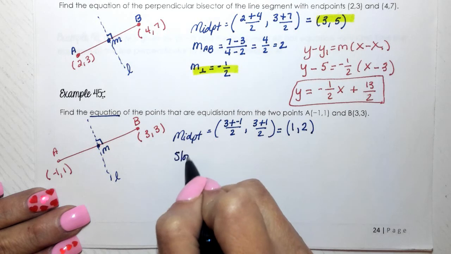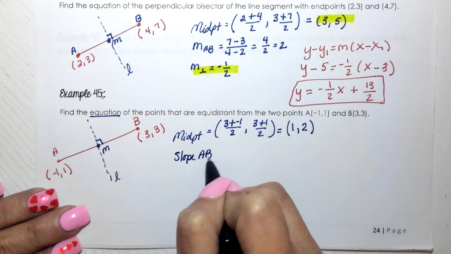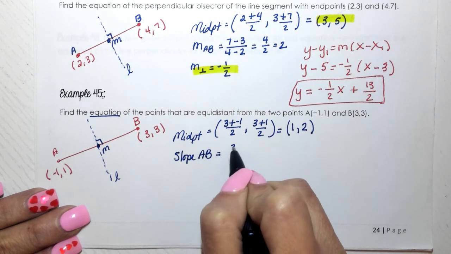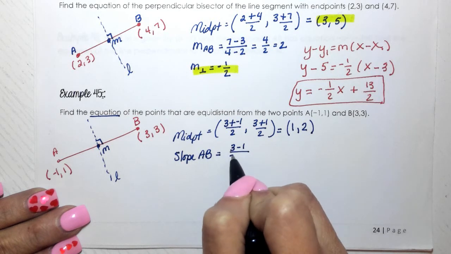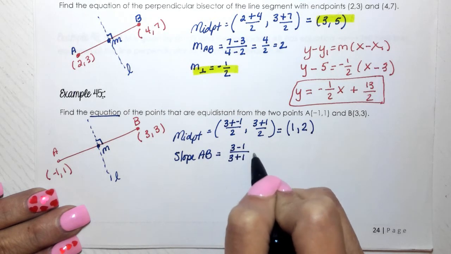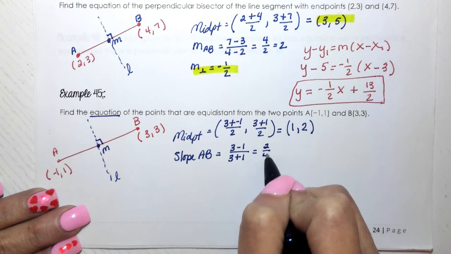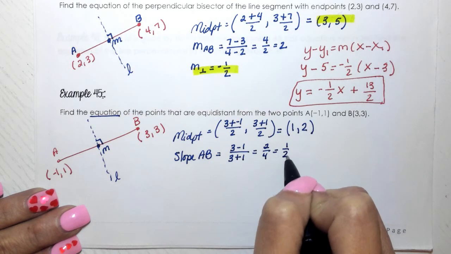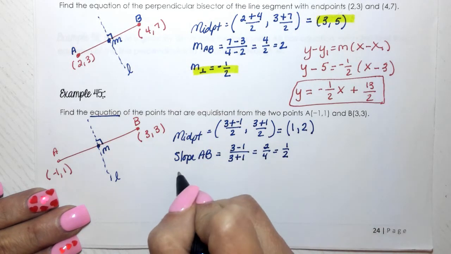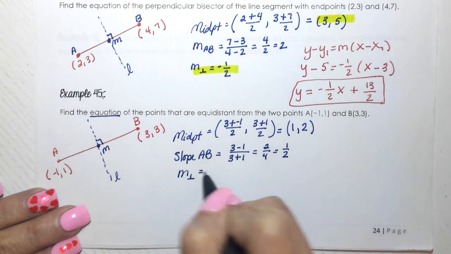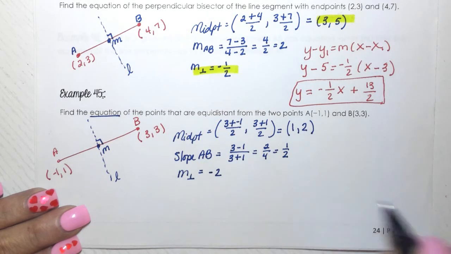So I'm going to find the slope of AB, and the slope of AB will be (3 minus 1) over (3 minus negative 1). So that'll be 2 over 4, which is 1/2. My perpendicular slope, flip it and switch it, is going to be -2.